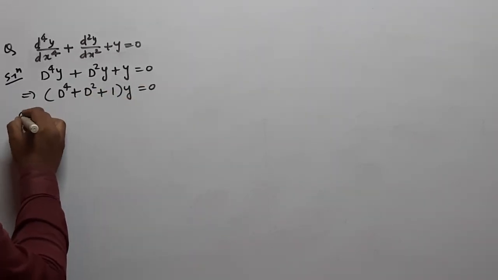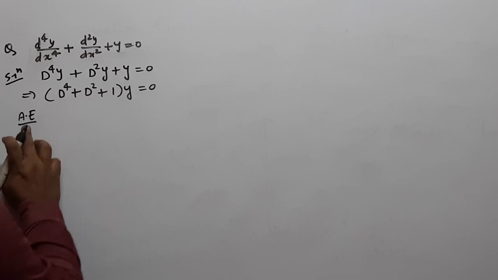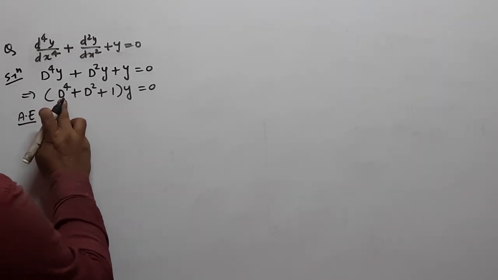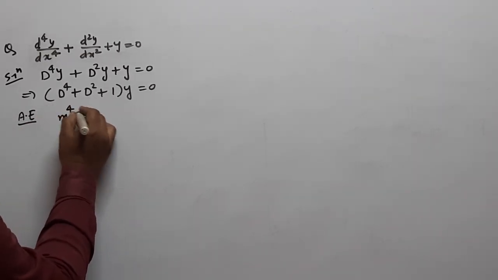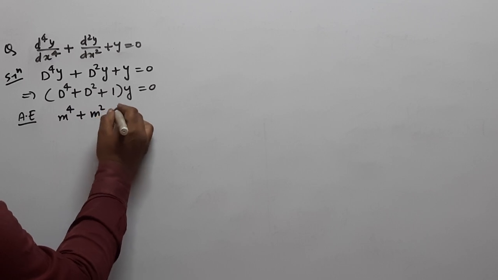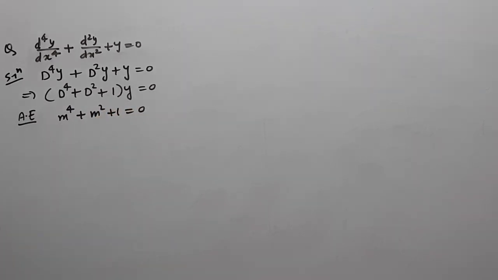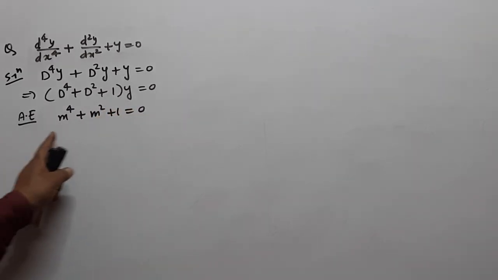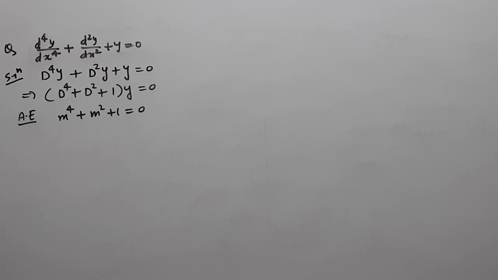Now we find the auxiliary equation. For the auxiliary equation we replace D by m. We get m⁴ + m² + 1 = 0. You can see that this is a 4-degree equation, this is the biquadratic equation. So we find here 4 roots of this auxiliary equation.